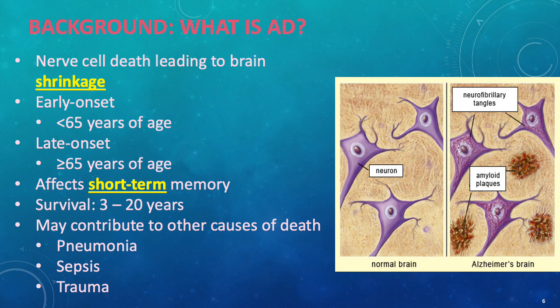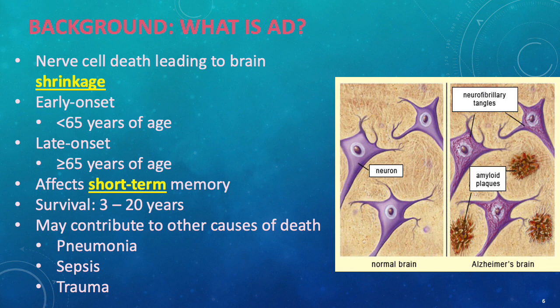When we consider patients with Alzheimer's, we usually categorize whether they are early onset or late onset, and that depends on the age that they develop the condition. If they're 65 and older, we tend to call it late onset, but if they're under the age of 65, we call it early onset.